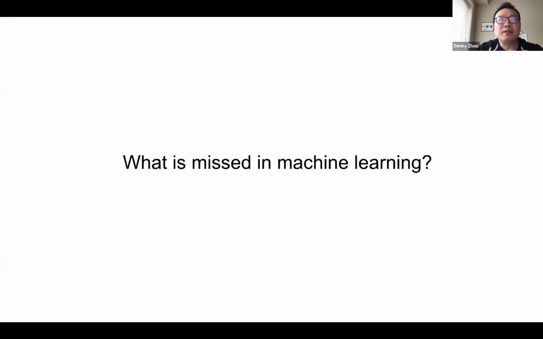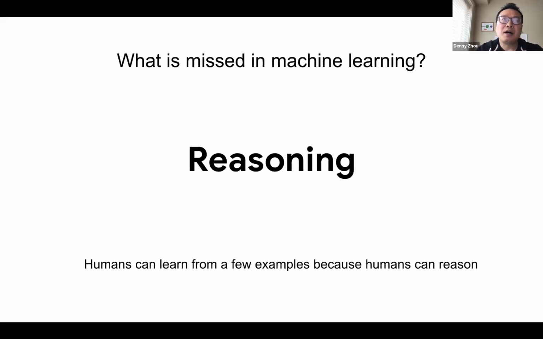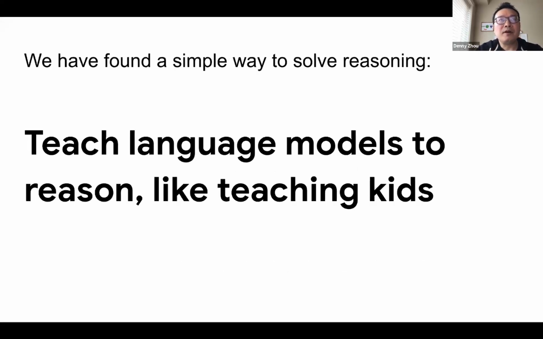The failure made me frustrated, but also motivated me to think about another question: what's missing in machine learning? After years, I figured out the answer: reasoning. Humans can learn from few examples because humans can reason, not because of data structure, manifold learning, low rank, or those things. Looking back now, the answer seems so obvious. And we also found a simple way to solve reasoning: teach language models to reason, like teaching our kids.